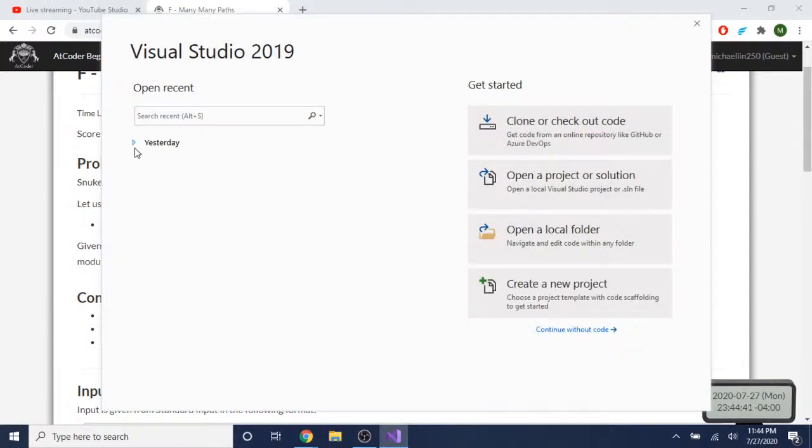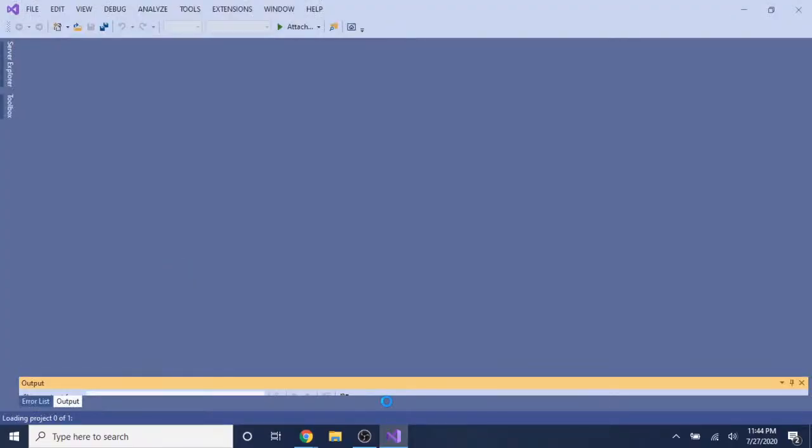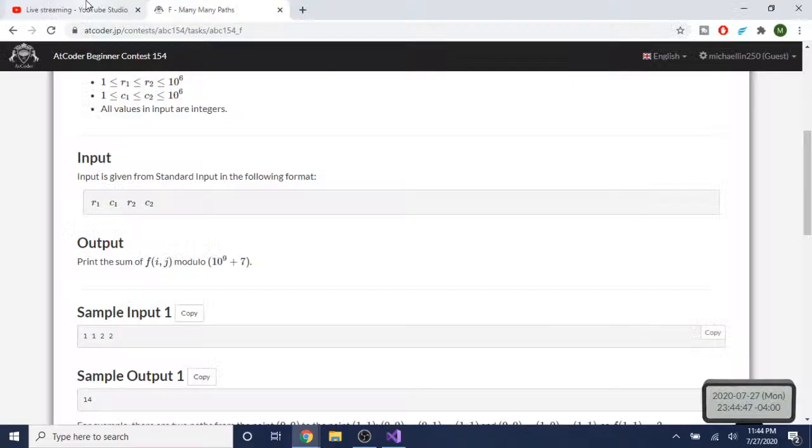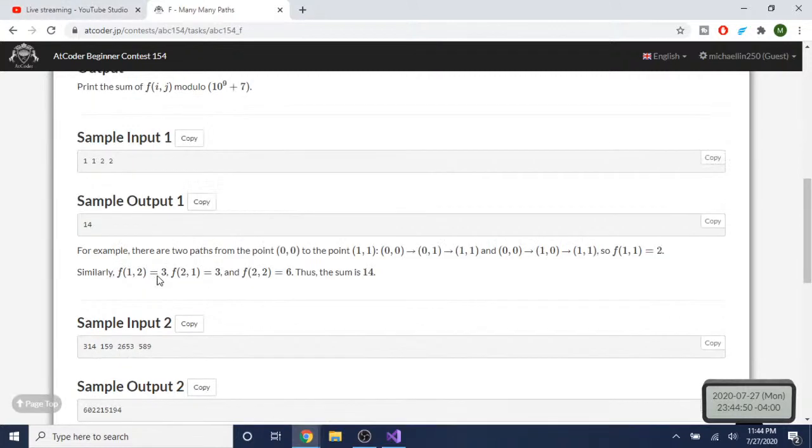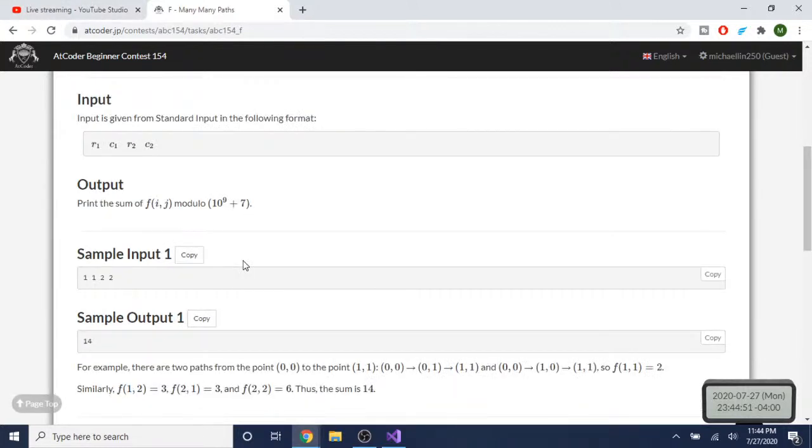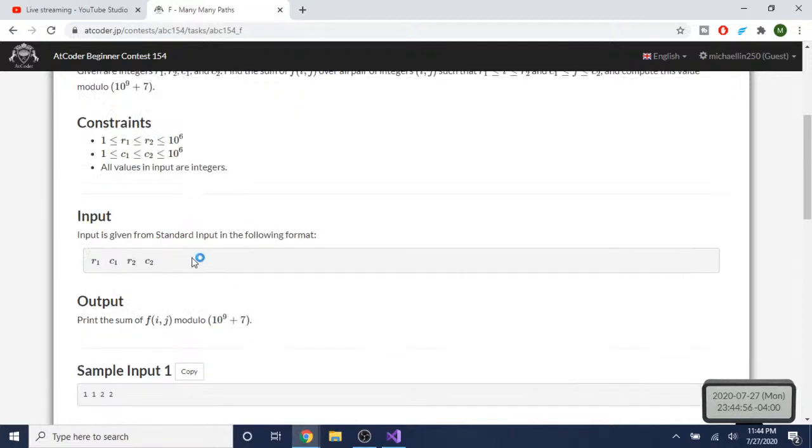So let's do this. What are the inputs? The inputs are R1, C1, R2, C2. So I'm going to input those, and then we're going to do the mod 10 to the 9th plus 7.